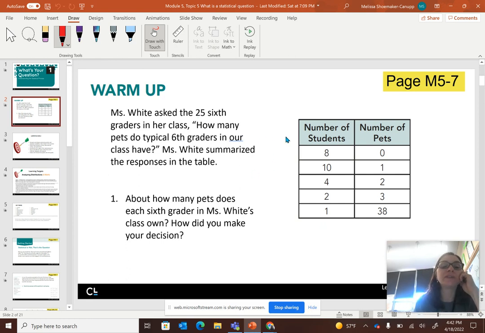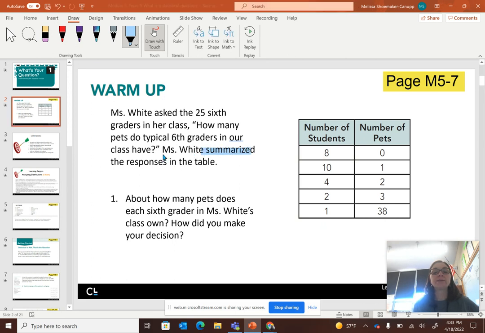Mrs. White asked 25 sixth graders in her class, how many pets do typical sixth graders in our class have? Miss White summarized the responses, number of students and how many pets. So there were 8 kids who said, I don't have any pets. 10 students said, I have 1. 4 students said they had 2. 2 students had 3. And then 1 student actually had, oh my goodness, 38 pets.